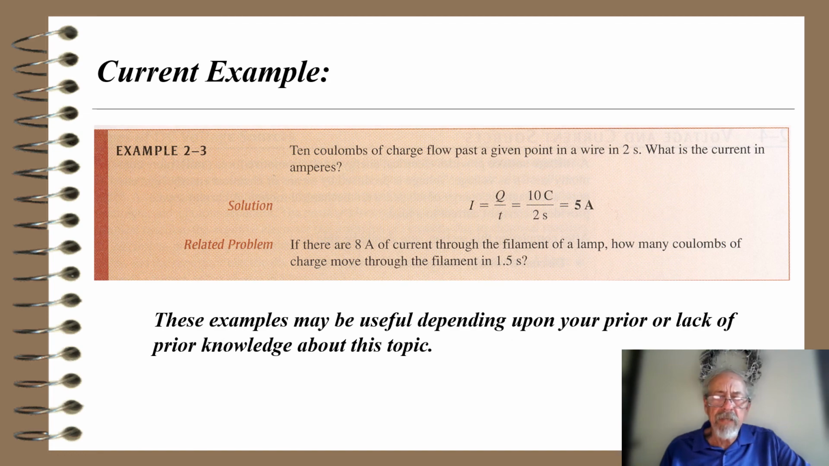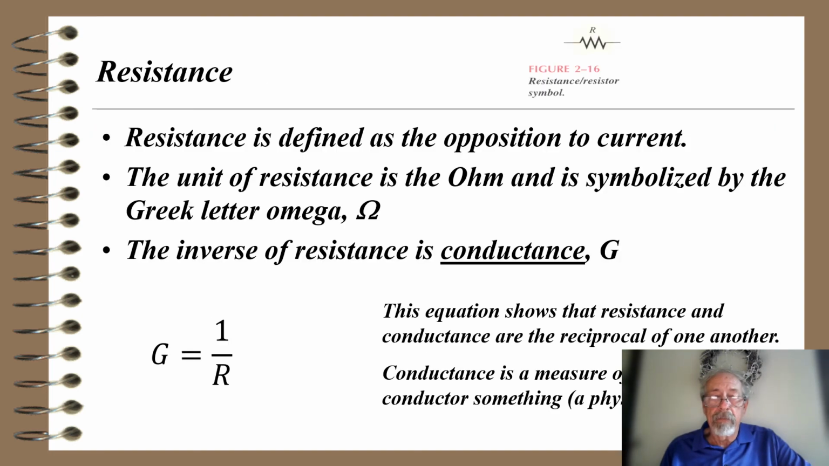So here's a current example. I'm not going to go over it. I'll allow you to take a look at that. But it has a question: 10 coulombs of charge flow past a given point in a wire in 2 seconds. What's the current? It turns out to be 5 amps. These examples that I'm showing here may be useful depending upon your prior or lack of prior knowledge about this topic. So if you don't have any knowledge about it, you want to go over the examples. Otherwise, if you know about this, you don't have to.